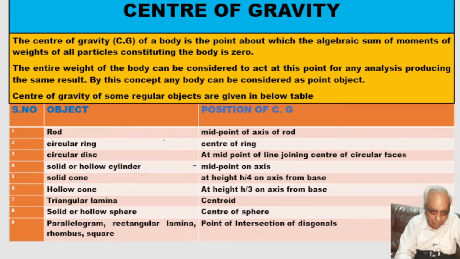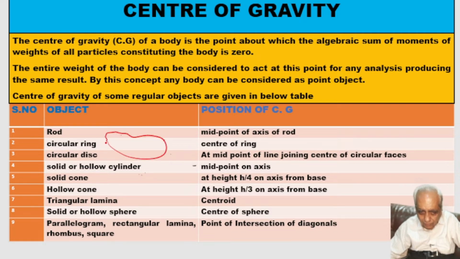So I will draw, just a minute. See, this is a body. Okay, it is made up of various masses m1, m2, m3, m4, m5, m6, so various ones. So to each mass, Earth is attracting downwards. So this is W1, W2, W3, W4 and so on.